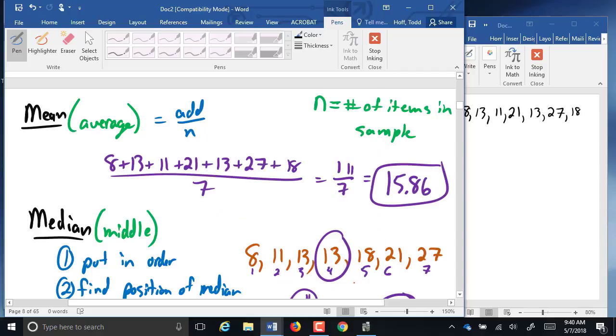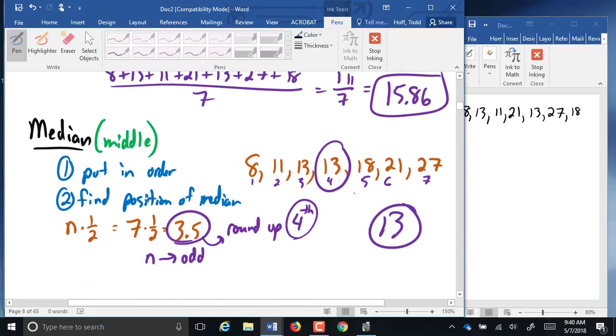Notice we had 15.86 was our mean. So those two are not real close together. What does that tell us? Well, if our data is perfectly normally distributed, those numbers should be the same. So that means this data is not perfectly normally distributed, which shouldn't be a shock. The further apart those two numbers are, the further from normal the data is. So that's saying that not only are these numbers not normally distributed, but they're probably not really even close to normally distributed.